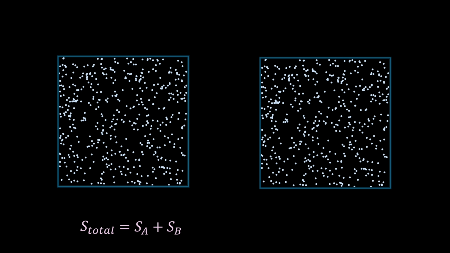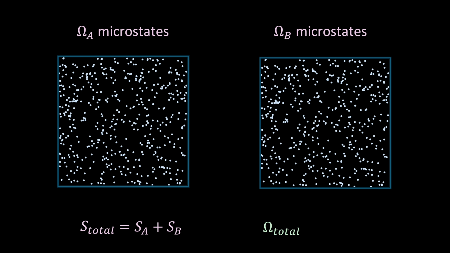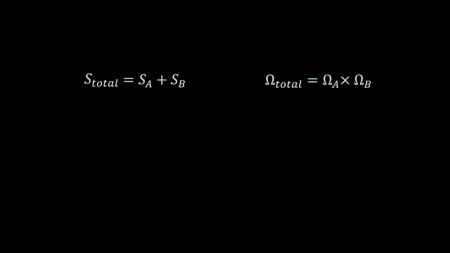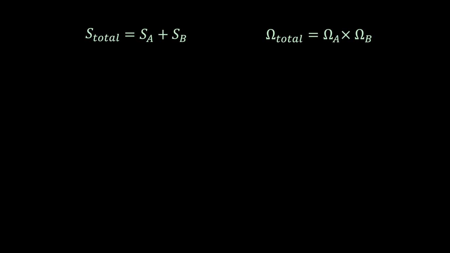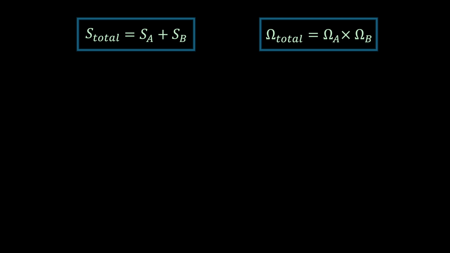But now let's think in terms of microstates. If box A has omega A microstates and box B has omega B microstates, then the total number of microstates of the combined system will be equal to the product omega A times omega B, because for every microstate of box A, box B can be in any one of its microstates. The possibilities multiply. So we have a situation in which microstates multiply, but macroscopically entropy should add, and this is where the logarithm plays its role, because the logarithm turns multiplication into addition.